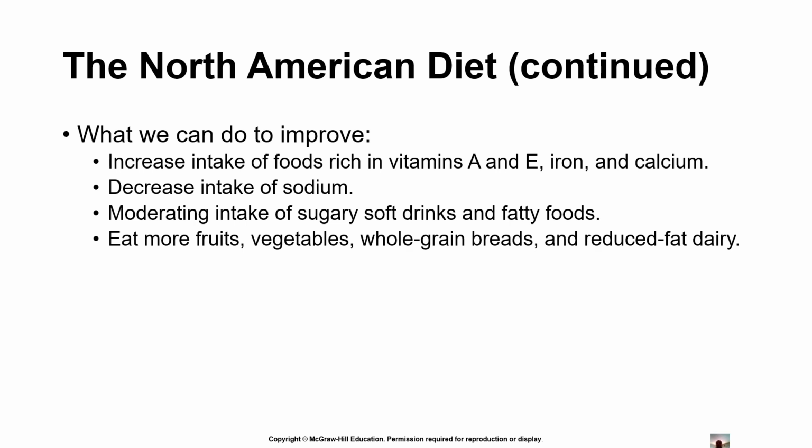Most people in the United States could stand to eat more foods that are rich in vitamins A, E, iron, and calcium. We would be helped if we did not have such a high intake of sodium, sugar, and fatty foods. And generally, most of us could eat more fruits, vegetables, whole grains, and put a question mark by the reduced fat dairy.